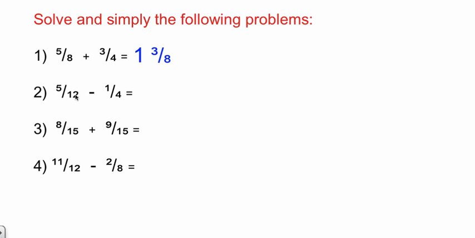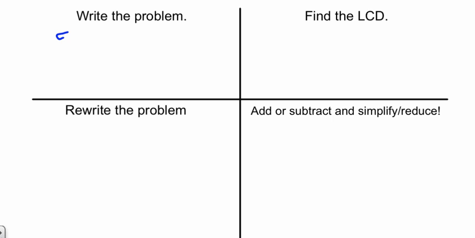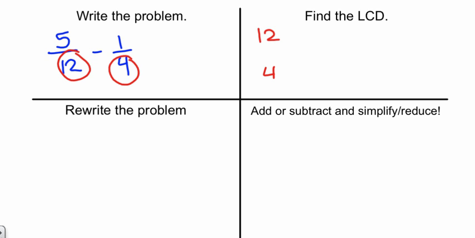So our next problem is 5/12 minus 1/4. So this time it's important to remember we're subtracting. 5/12 minus 1/4. So let's write the problem down. And let's move over to finding our least common denominator. Our denominators here are 12 and 4. Some of you may start getting to the point where you just realize what the common denominator is without writing out the least common denominator.